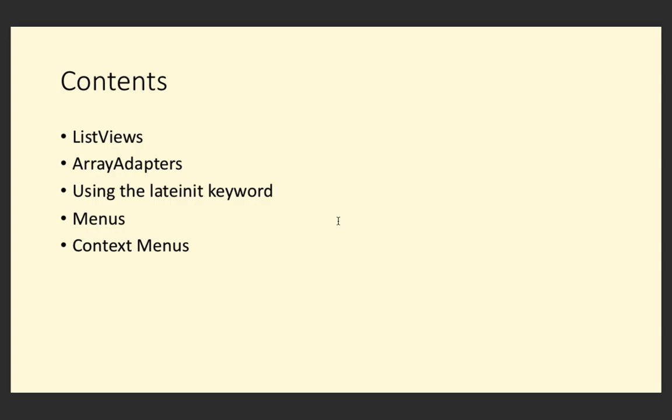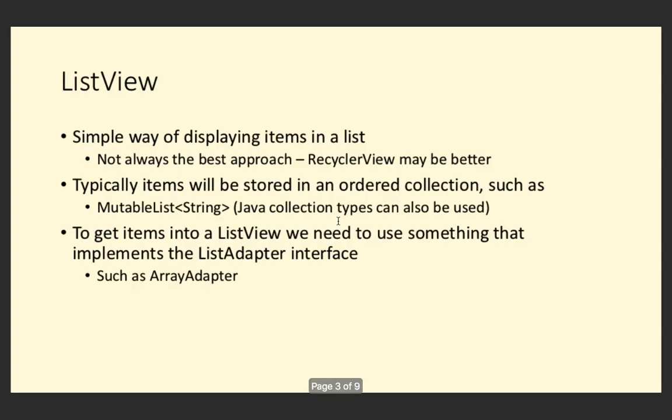We're only going to touch on that. We'll use it and see how it works. And we'll also discover something called the lateinit keyword, which gets us around some of the problems we have with Kotlin's null safety when we don't have the ability to use an initializer or constructor in a class to set something up. And then we'll go on and look at both menus and context menus, where you hold your finger down and you can get a right-click option.